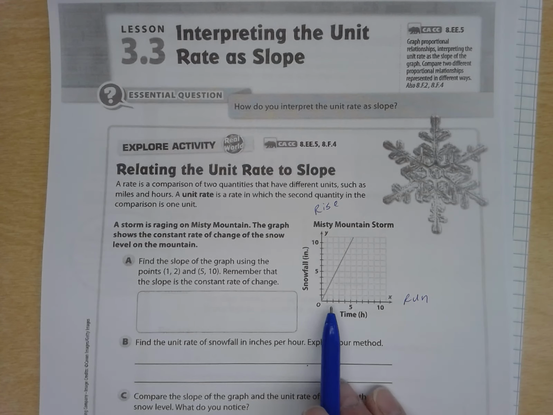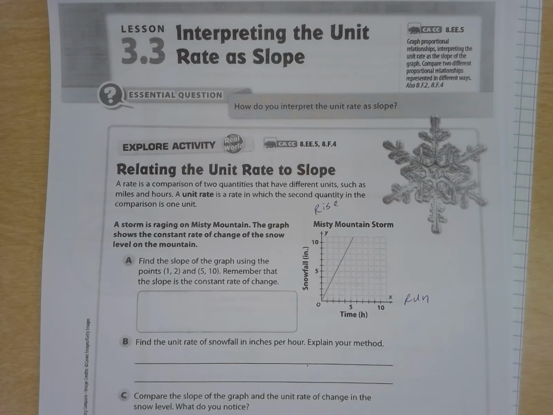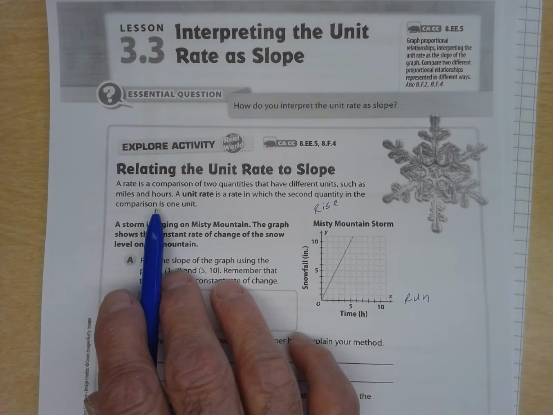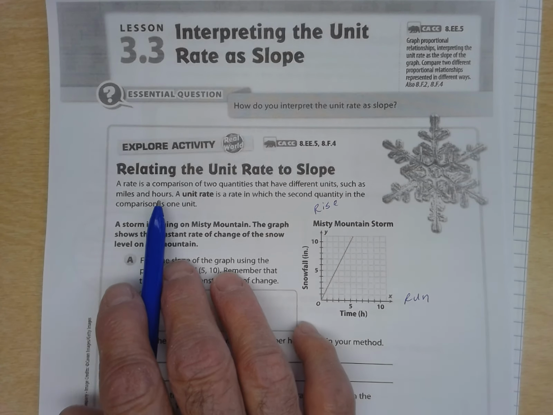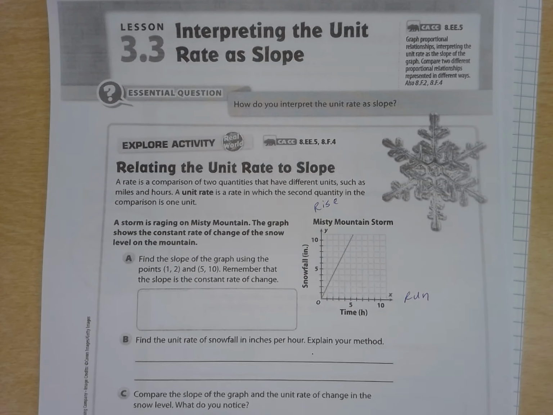Now we can count these or we can find them algebraically. We're going to find them algebraically. So let's find out what a rate is. A rate is a comparison of two quantities that have different units, such as miles and hours. A unit rate is a rate in which the second quantity in the comparison is 1 unit.